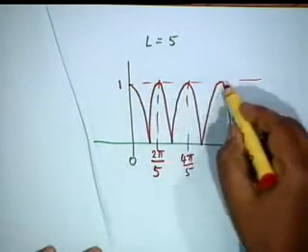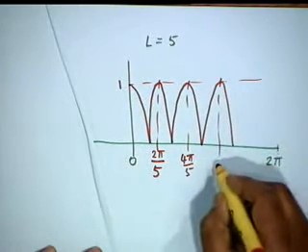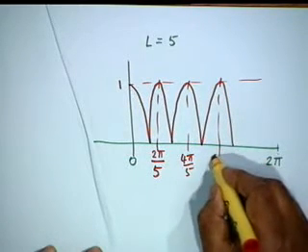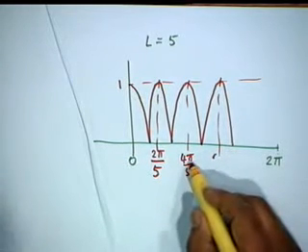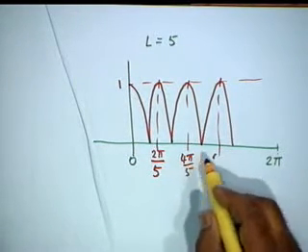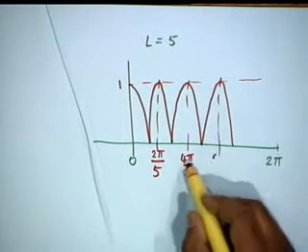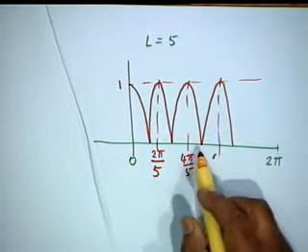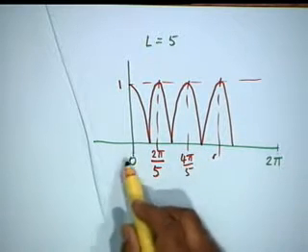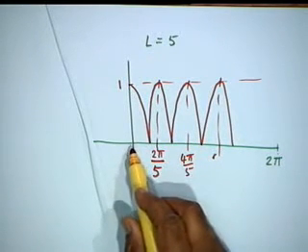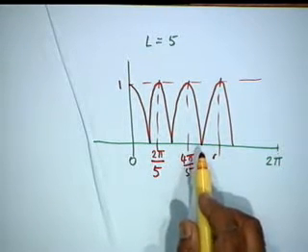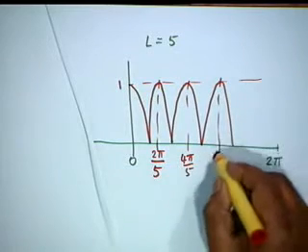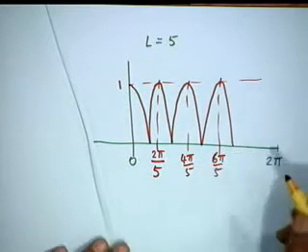The next one would be 1, 2, 3, 4. Next one would be, why is it 4 pi by 5? Why is it 4? This is R equal to 0, R equal to 1, R equal to 2. So, 2 pi multiplied by 2 is 4 pi. Okay. No, 3 pi by 5, not. Okay. So, this will be 6 pi by 5, agreed.